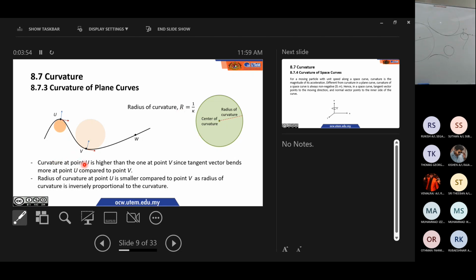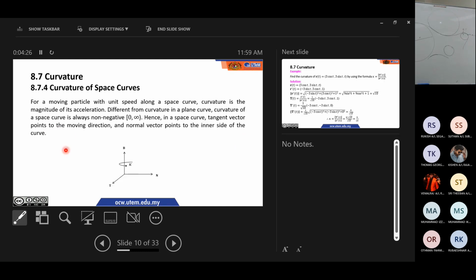And curvature at point U and point B. The curvature here is higher than this. The curvature at point U is higher than the curvature at B. You have to remember the curvature is the rate of change of the tangent vector. When the direction is changed faster, that means the curvature is higher.